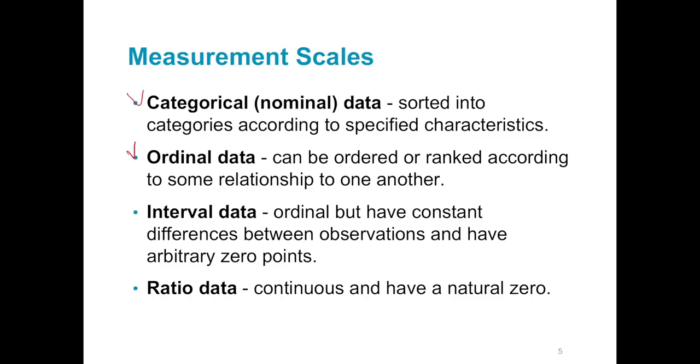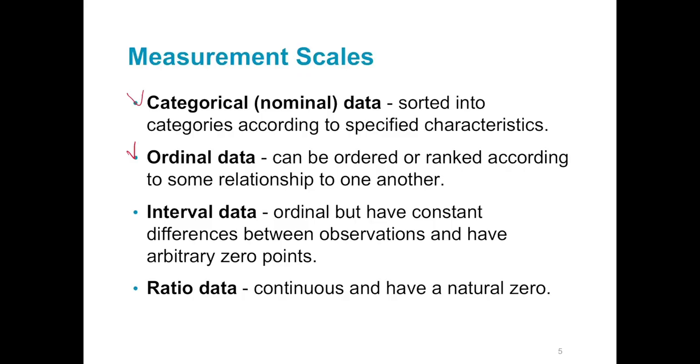Second is what we call ordinal data. This is like categorical, but now the categories have a meaningful order. Customer satisfaction ratings, poor, fair, good, or excellent are ordinal because we know that excellent is better than good, for example. However, the gaps between levels aren't necessarily equal.